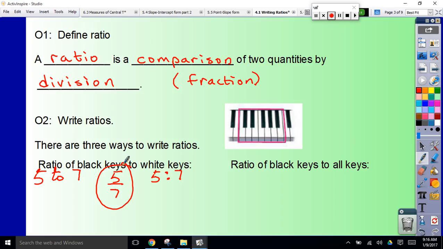Caleb? 5 twelfths or 5 to 12. There are 5 black keys to every 12 keys total. So if there's 5 black and 7 white, that's 12 keys altogether, right? So 5 to 12. We can also write that with the word to, 5 to 12, or we can write it as the fraction 5 twelfths, 5 to 12. Okay, any questions about this?